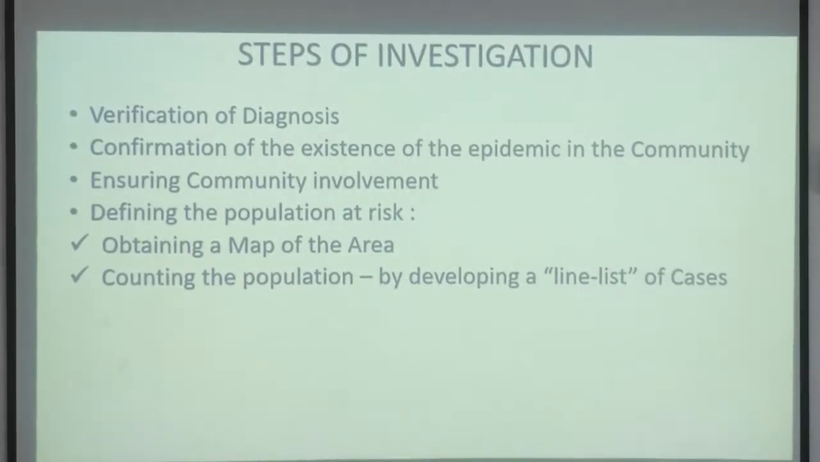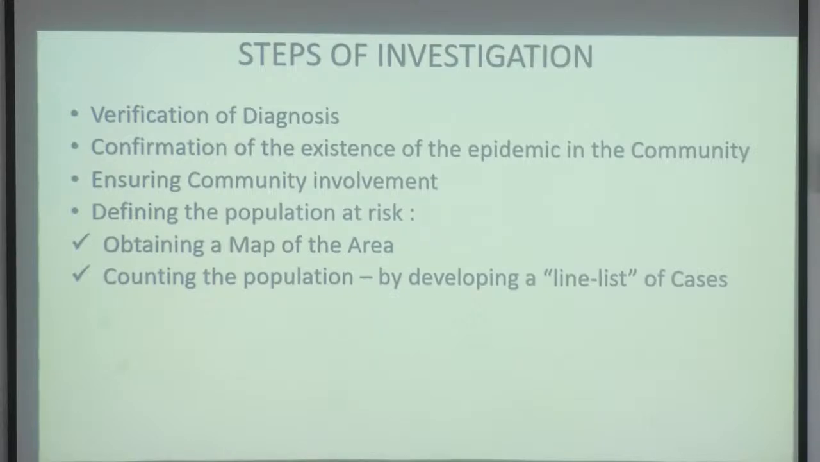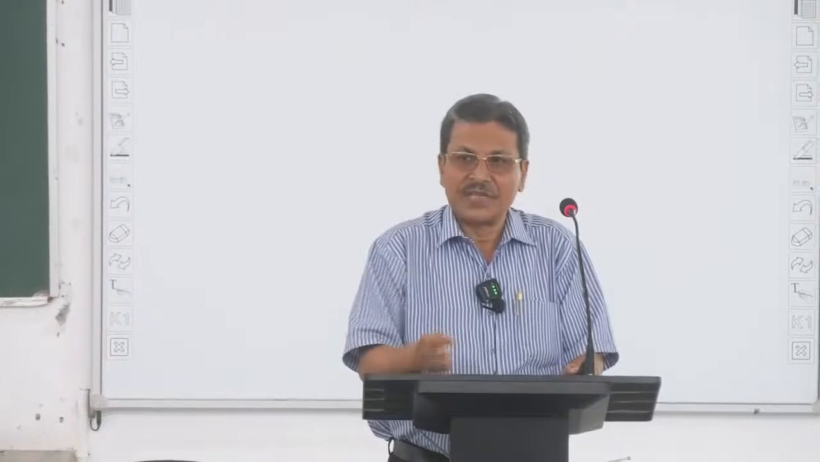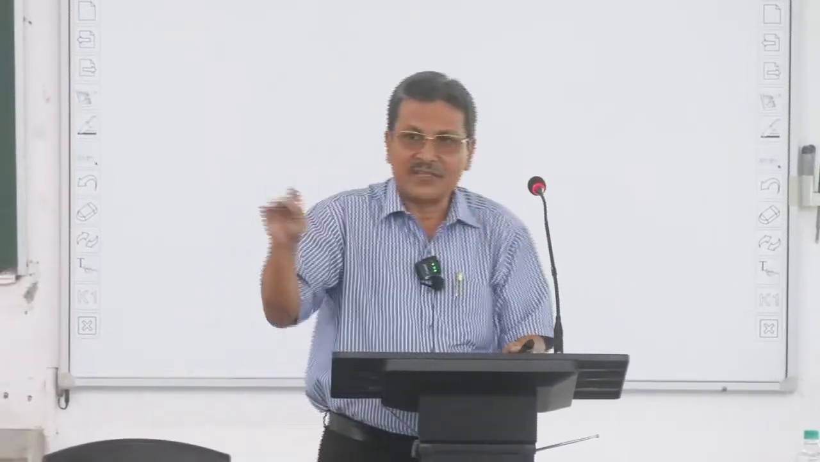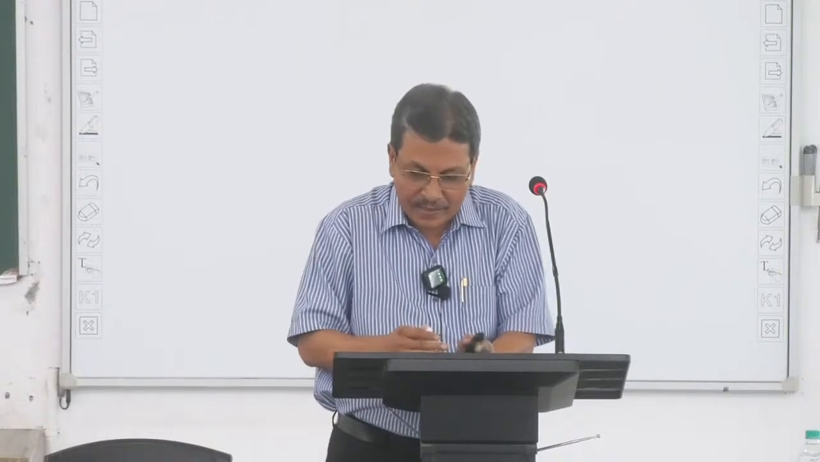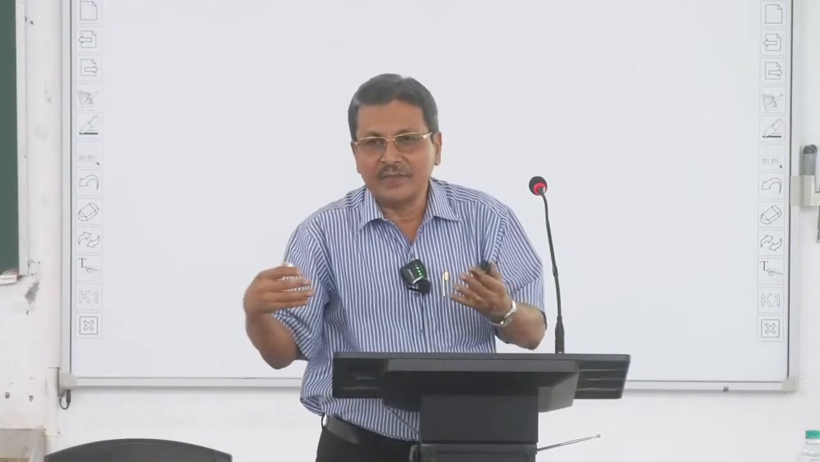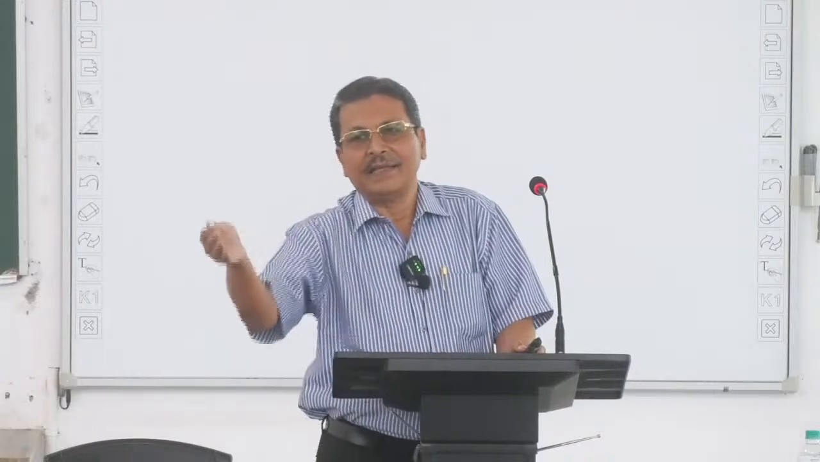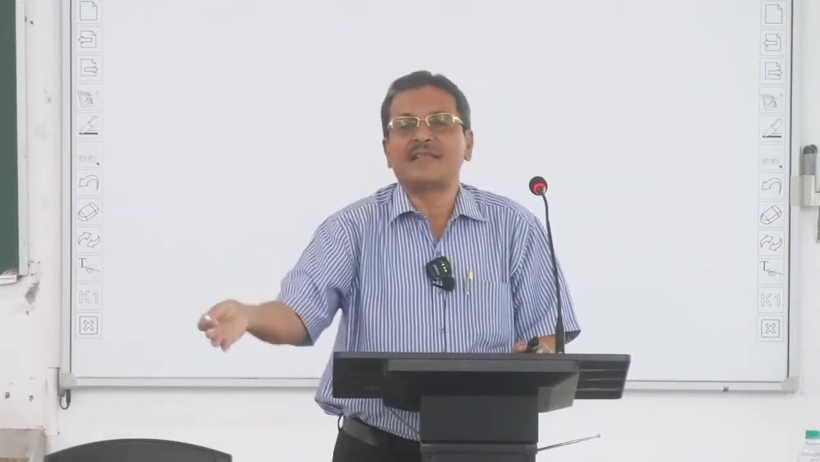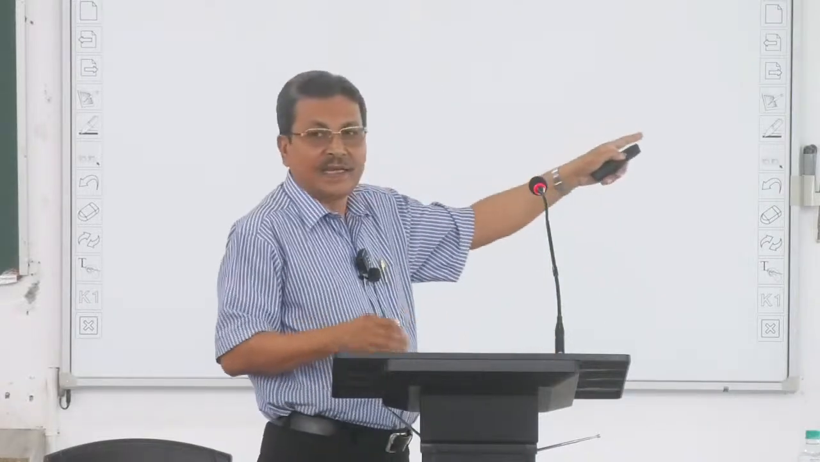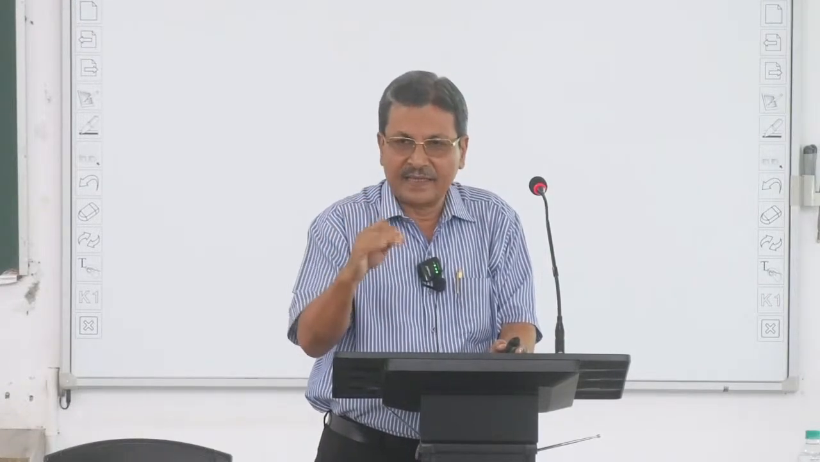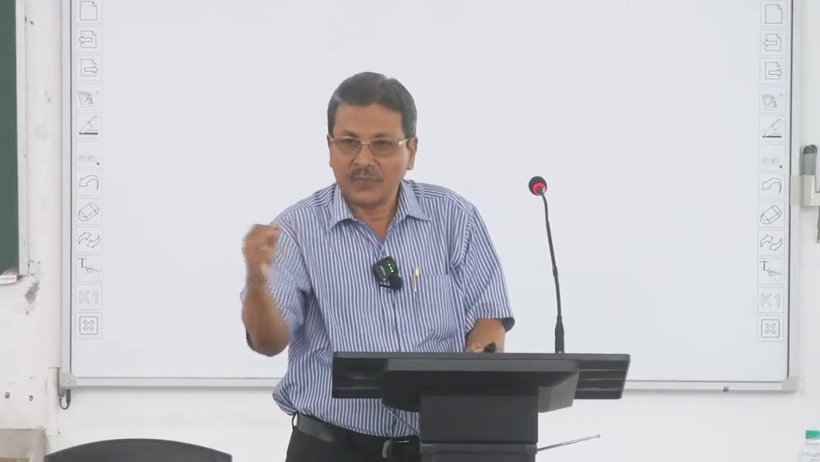Line list means in a tabular form you write, suppose for case A, the name, age, sex, residence, occupation, and so on, and signs and symptoms, and when and at what time it developed. So by counting the population through the line list of cases, you can see who was first, from where, what was the movement, whether he developed it from other persons, or whether during this disease he moved to other areas and is transmitting it there. So you have to count the cases by line listing. Line listing means every particular case: first case, second case, third case, fourth case, and when each developed.